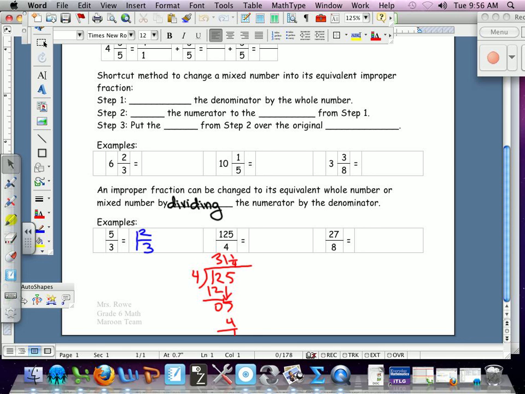Who thinks they know what mixed number? If I wiggle, you won't be able to see it. See? I'll move it. I can kind of see it. Almost. Who knows what mixed number is equivalent to 125/4?